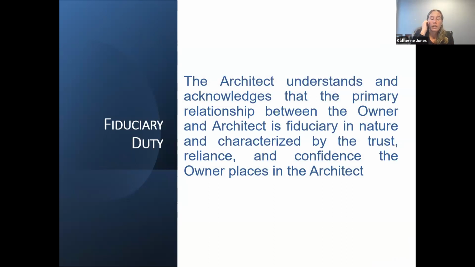One of the things that you'll see in contracts sometimes is, and this goes back to the contract theories, where you can decide what your obligations are going to be, you can assume a fiduciary duty under contract. This one says architect, but we can substitute engineer. So you can say, the engineer understands and acknowledges that the primary relationship between the owner and the engineer is fiduciary in nature and characterized by the trust, reliance, and confidence the owner places in the engineer. So if you put that in your contract, you've officially assumed a fiduciary duty.